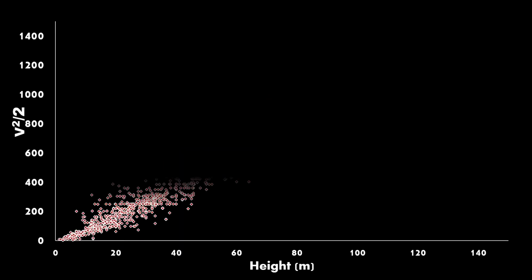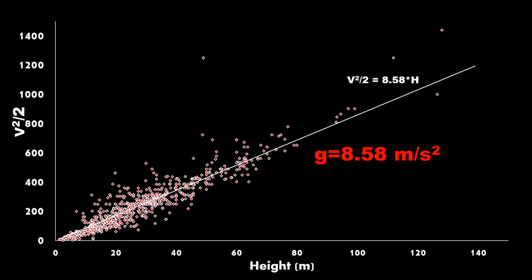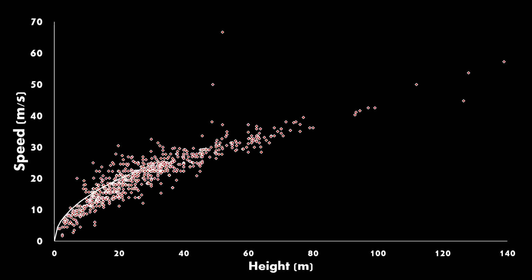And so here we have them all on the chart, and the best fit equation using regression, we can find this mathematically, and that is v squared over 2 equals 8.58 times h. So that means that g equals 8.58 meters per second squared, not 9.81 meters per second squared. But I'll tell you what's going on here.